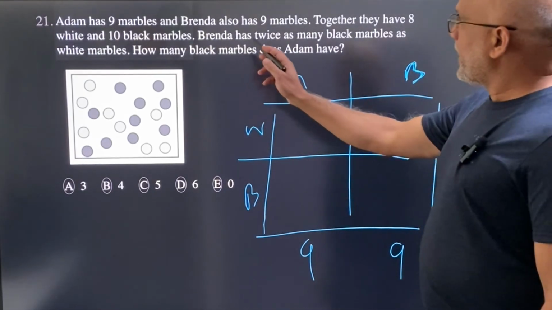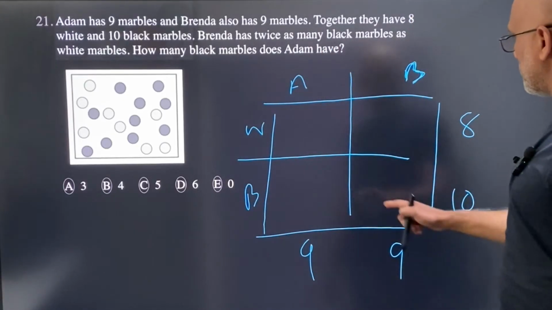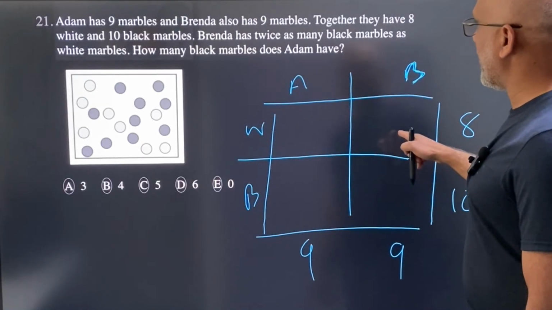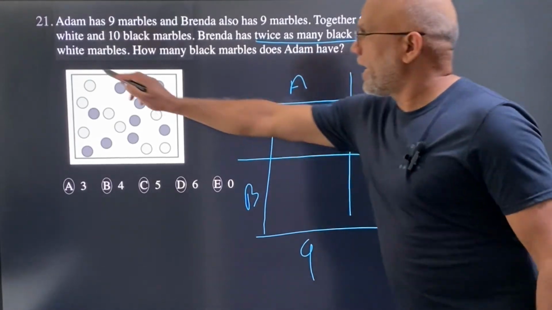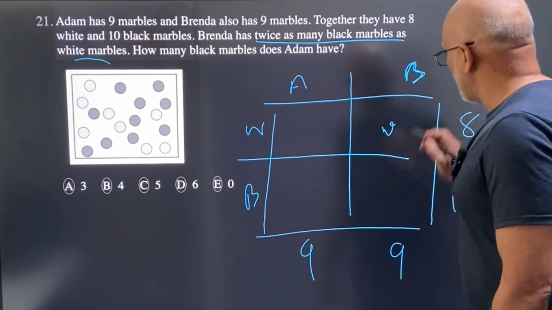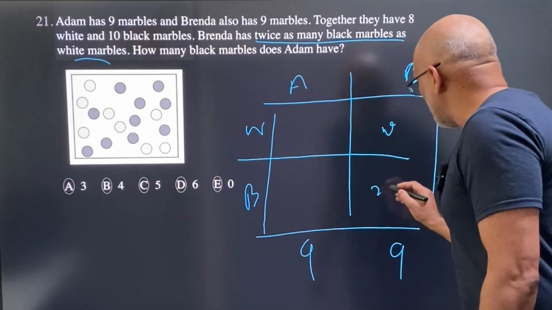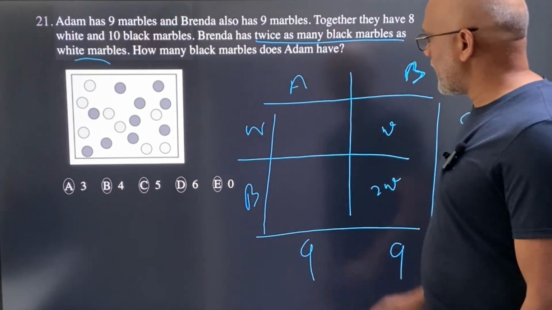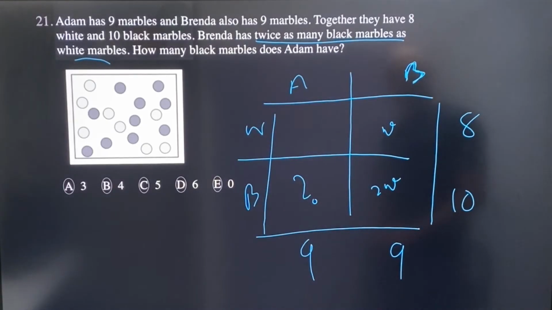Alright, Brenda has twice as many black marbles as white marbles. So for Brenda, it has twice as many black marbles as white marbles. So let's say it has lowercase w white marbles, so it has twice as many black marbles, so it has 2w. Alright, so how many black marbles does Adam have? So we want to find this number.